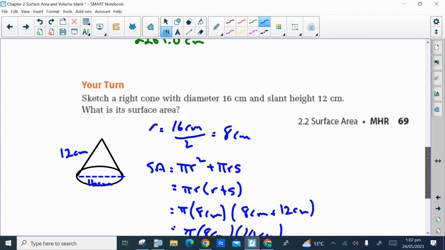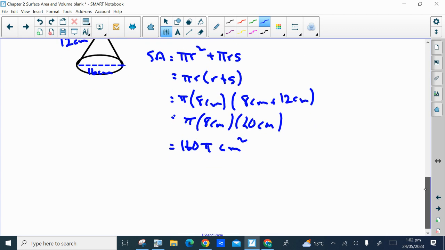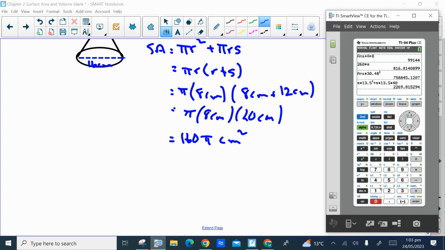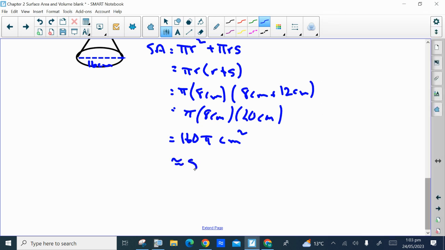Okay? So it doesn't tell us what to round it to, so we could leave it just like that. That's an exact value. That's the most accurate answer you could write down. Or you could go 160 times pi and round it to whatever decimal you wanted. 502.65 if I round to 2 decimal places. So there's the surface area of that cone.